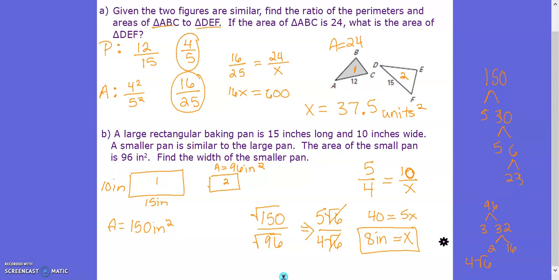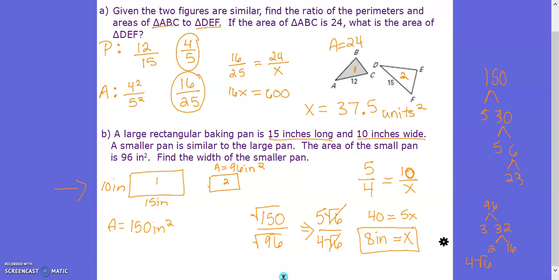For part B, we have a word problem with no picture, so it's your job to go ahead and draw a picture. We've got a large rectangular baking sheet, and it tells me the length is 15 inches long and the width is 10 inches wide. A smaller pan is similar to the first. The area of my small pan is 96 inches squared. So here I have my drawing.